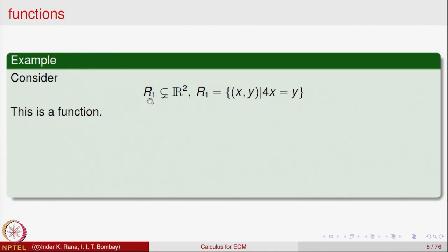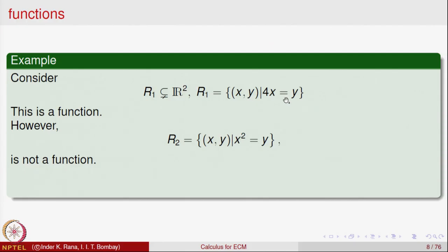Let us look at relation R 1 in R 2, where the relation is x y. So, what is the relation? X is related to y if 4 x is equal to y. Is this a function? Yes, this is a function, because for every x, what is the y it is related to? 4 x is equal to y, so there is only one possibility. If 4 x is equal to y 1 and also 4 x is equal to y 2, then of course y 1 has to be equal to y 2. So, this is a function.